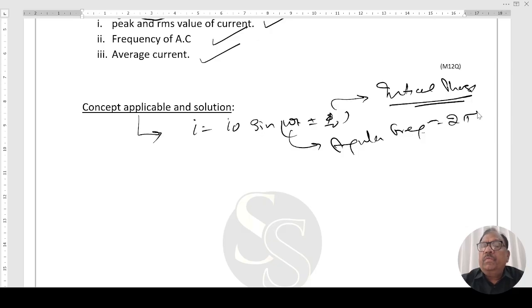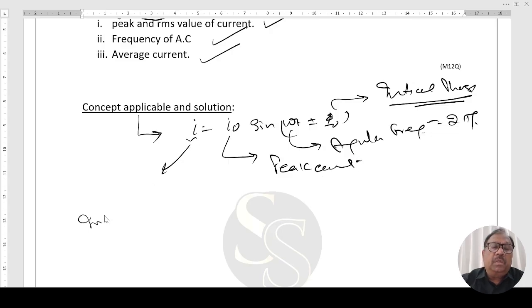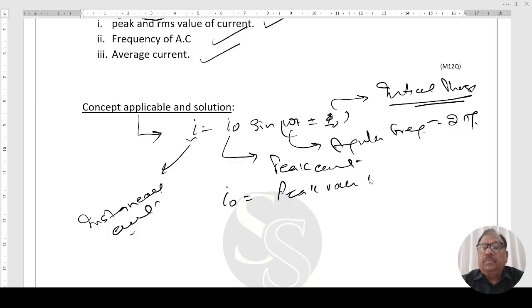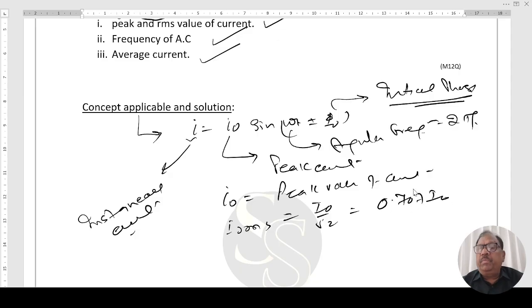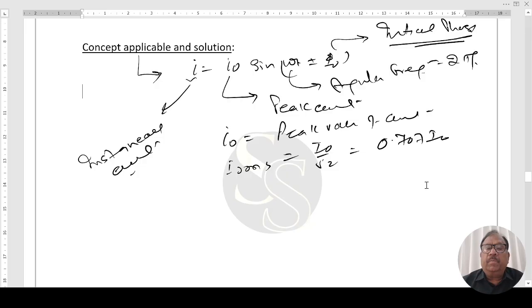That is equal to 2 pi f. I naught is the peak current, and I is the instantaneous current. Now I peak, that is the peak value of current, and I RMS is I naught by root 2, that is 0.707, 70.7% of the peak current.